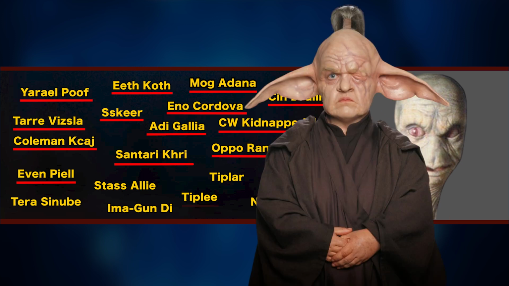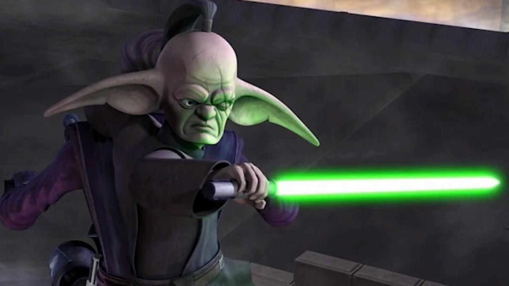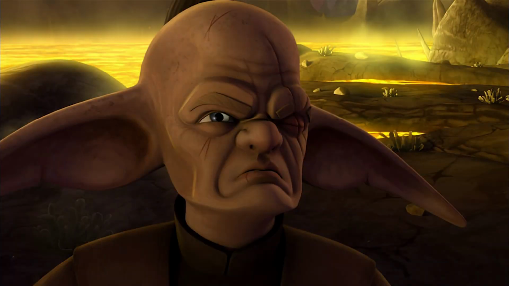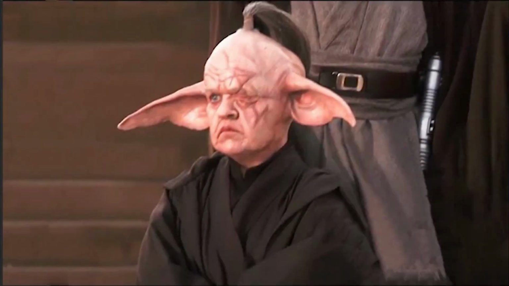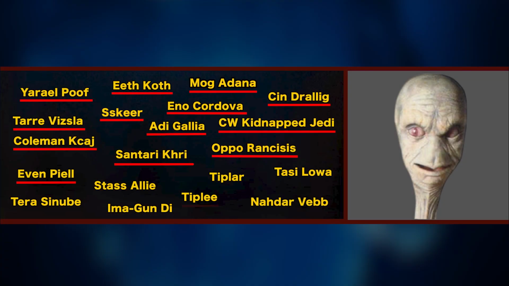Next there's Even Piell. He was a Lannik Jedi who was a great warrior and swordsman. He lost his eye to terrorists on his home planet, and he was actually thought to be more in touch with common people than some of the other Jedi. He died in the Clone Wars at the Citadel. Even Piell first appeared in The Phantom Menace.